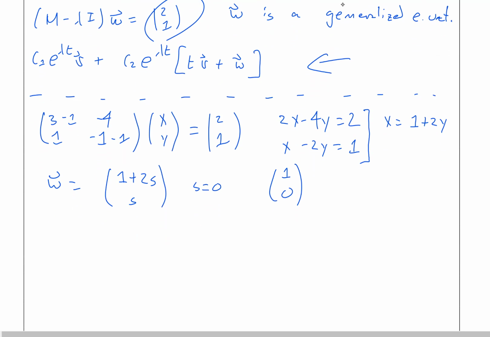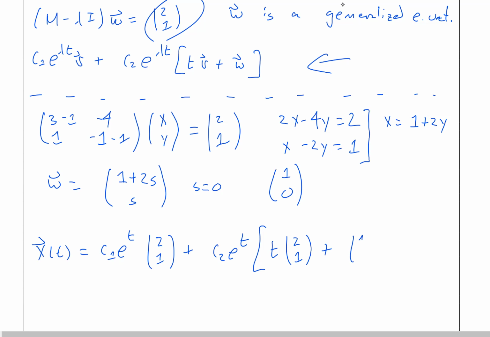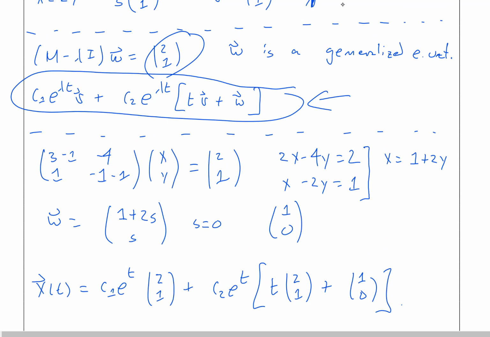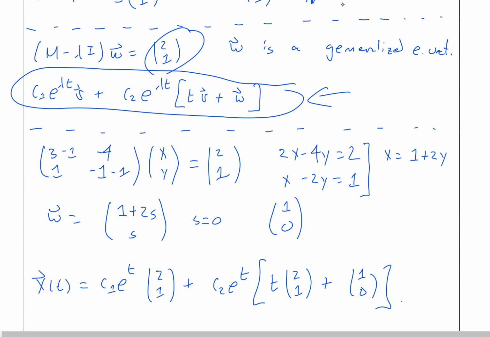And so the general solution is x of t equals c1 e to the t times the eigenvector (2, 1), because lambda is equal to 1, so e to the lambda t is just e to the t, plus c2 e to the t times (t times the eigenvector (2, 1) plus the generalized eigenvector (1, 0)). To get this formula, you can look back at the class notes or the class video or read the book. But that's the formula that we're using, where w is the generalized eigenvector, and the generalized eigenvector is any non-zero solution to that equation.